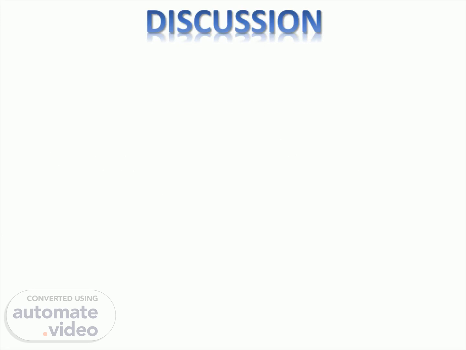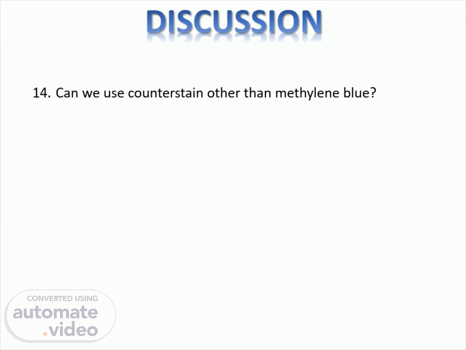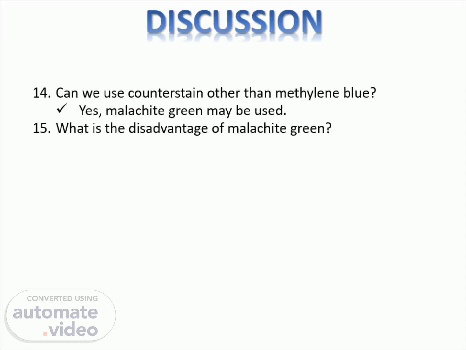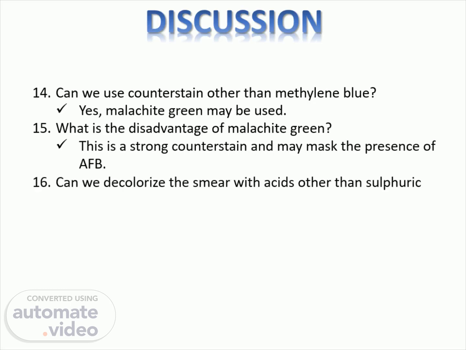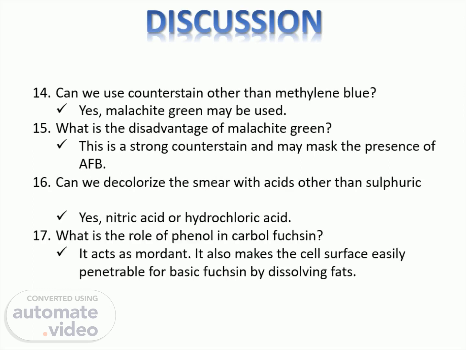Can we use counterstain other than methylene blue? Yes, malachite green may be used. Next question. What is the disadvantage of malachite green? This is a strong counterstain and may mask the presence of AFB. Next question. Can we decolorize the smear with acids other than sulfuric acid? Yes, nitric acid or hydrochloric acid.